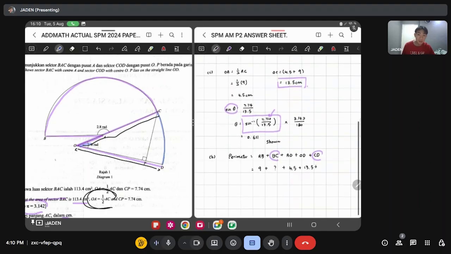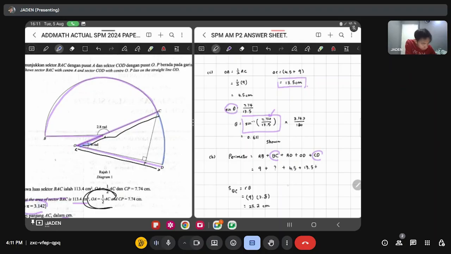So to work on the arc length, okay, we use the formula of S equal to R theta. S is the arc length. So I will look for BC arc first. Okay, so the length of arc of BC is R theta. Oh, sorry. For BC, your radius will be 9, and then 2.8. Okay, so 9 times 2.8, you will end up with the answer 25.2 cm.